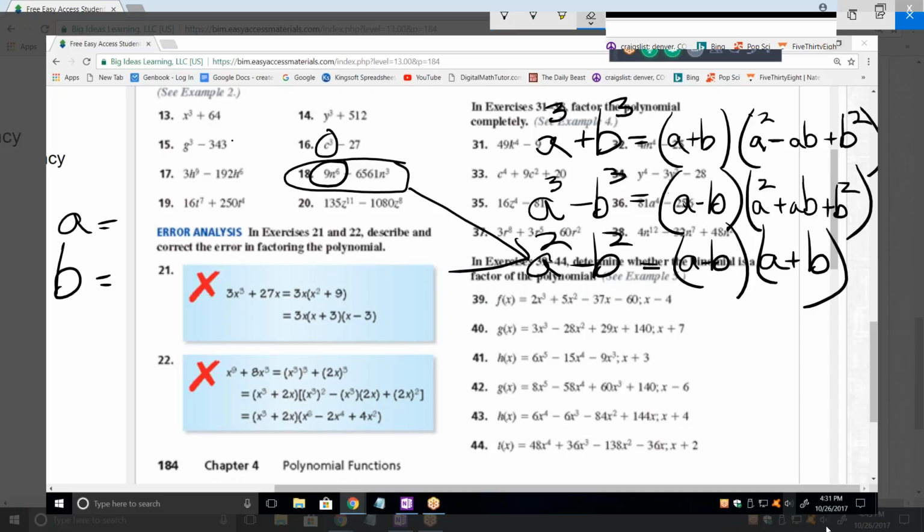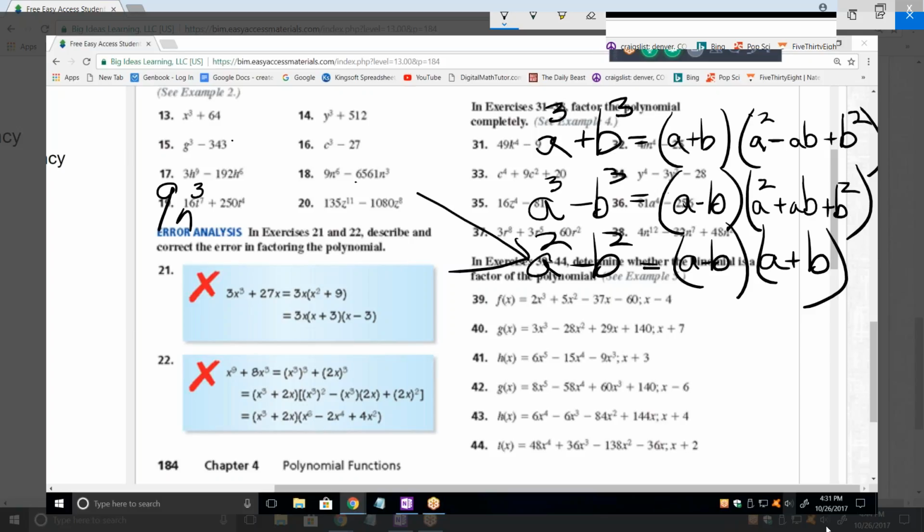Hold on a second. Sorry, let's back up a step here. I forgot to take my own advice. They have a greatest common factor. That's always what you want to do as a first step when you're factoring, is to see if there is a greatest common factor. So n to the third. It's actually 9n to the third.